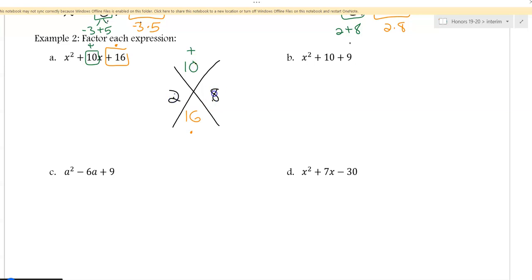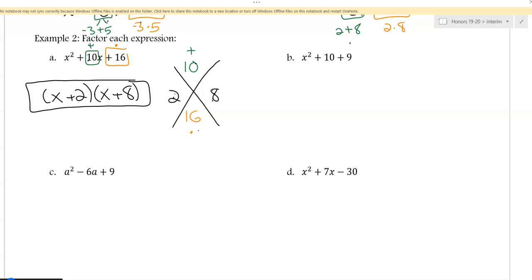Looking at our next one, x squared plus 10x plus 9. Same thing. I'm going to put an x in that. We're missing one. It's positive 10. That's what we need to add to. And then positive 9, I'm multiplying to. Okay, and now it's just guess and check, right? That's really what all this is.